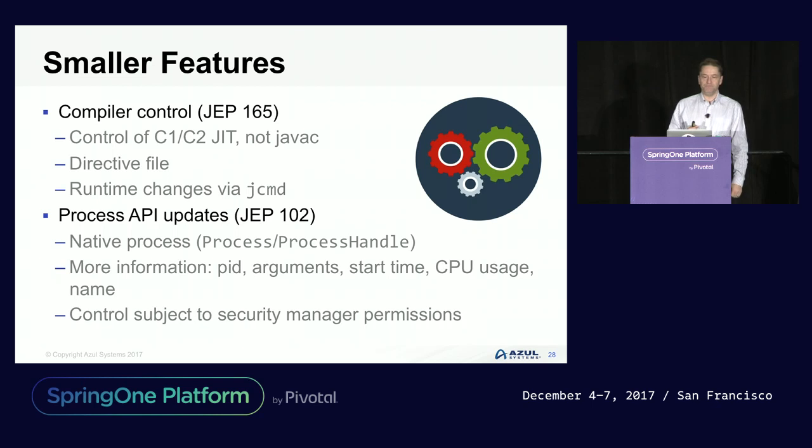There's also changes to the process API. There's a new class called ProcessHandle. What that does is give you more information about native processes on the machine that your JVM is running on. You get information like the process ID, the arguments that were passed to a particular command, when it started, how much CPU it's utilized, and the name of the executable. You also have better control over the executables on the machine, so you can actually say, OK, I want to terminate this process. As long as you have the correct permissions, then you can do that through this API.